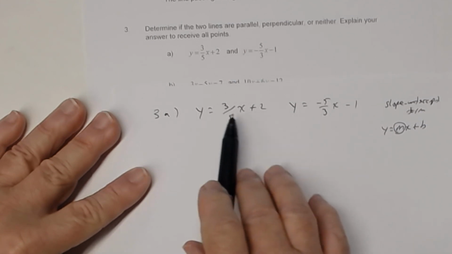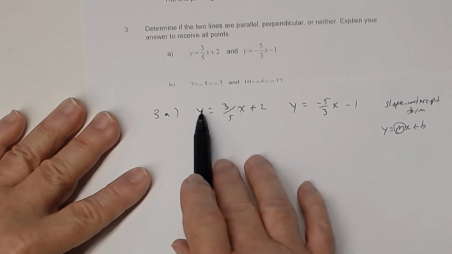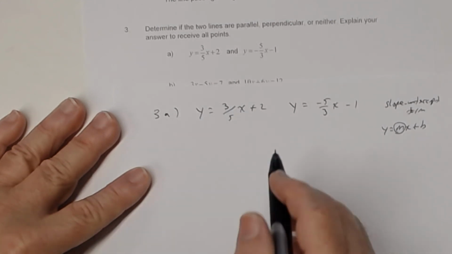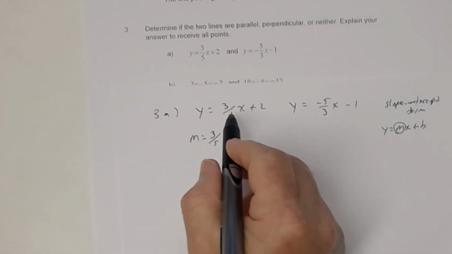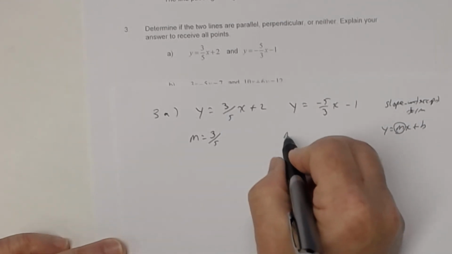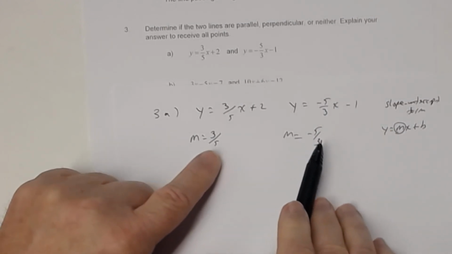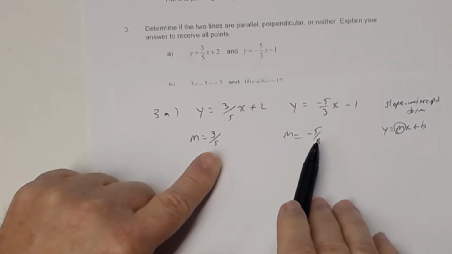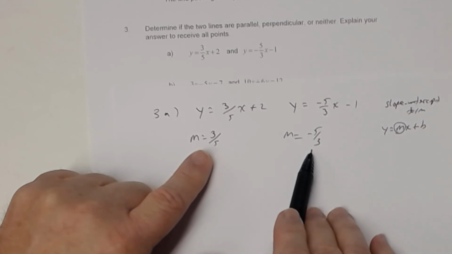In both of those equations, y is by itself, written in slope-intercept form. So the slope of this line, what you're multiplying x by, is 3/5. Don't say 3/5 x. The slope is the coefficient of x, what you're multiplying x by. And here, the slope is negative 5/3. If you look at 3/5 and negative 5/3, obviously those two slopes are not equal, so the lines are not parallel. But notice that 3/5 and negative 5/3 are negative reciprocals of each other.